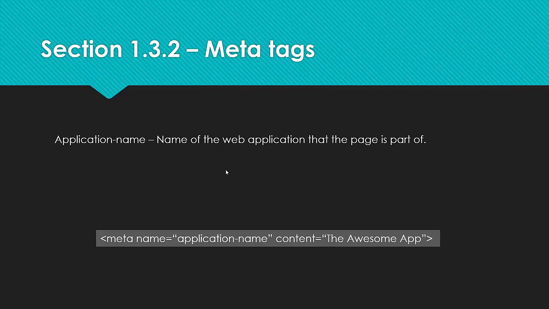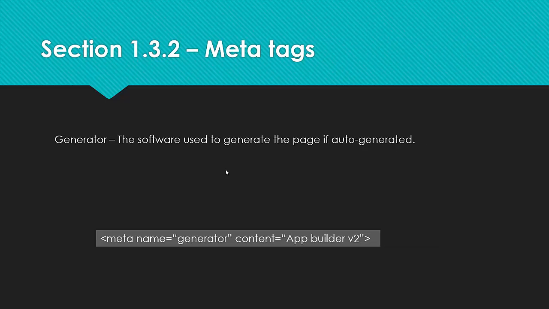Then the application name. This is the name of the web application that the page is part of. So usually a web application is going to have multiple pages, and each page will have a different name, but the actual application itself will have one name that everything's housed under. This is where you will put that name for that main application.